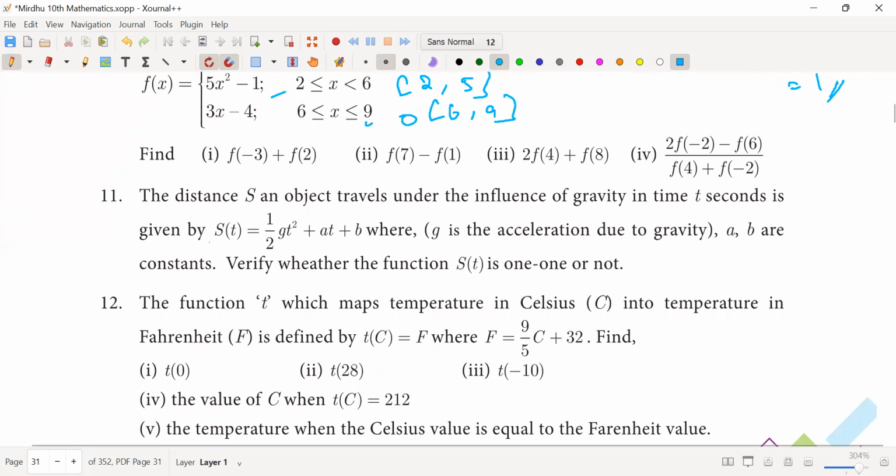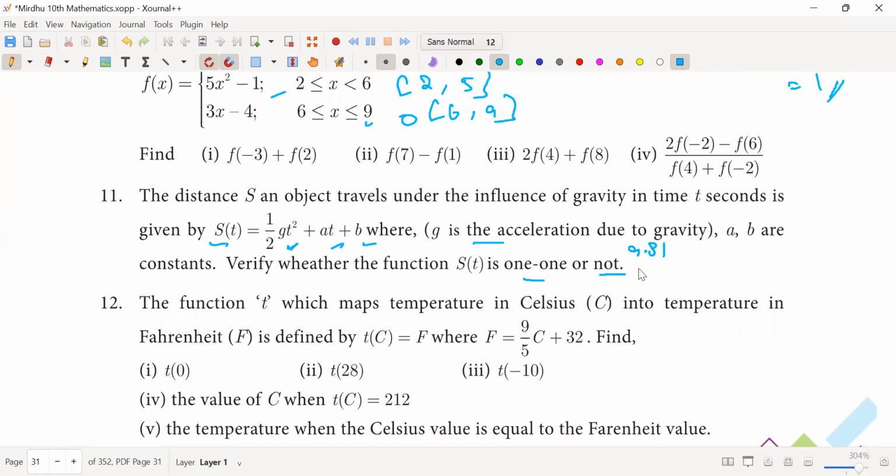This is the real formula from science. The distance s an object travels under the influence of gravity in t seconds is given by s(t) equal to half g t squared plus a t plus b, where g is the acceleration due to gravity, which is equal to 9.81. Generally, we'll be using 9.8. A and b are arbitrary constants. Verify whether the function s(t) is one to one or not.